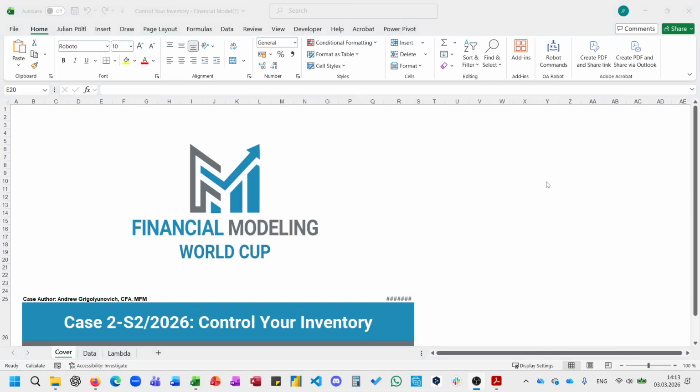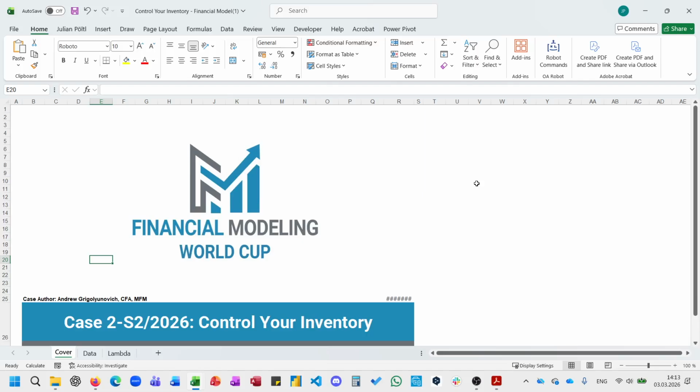Hello guys, and welcome to a new financial modeling case walkthrough, or how I call it, how you should not build a financial model.